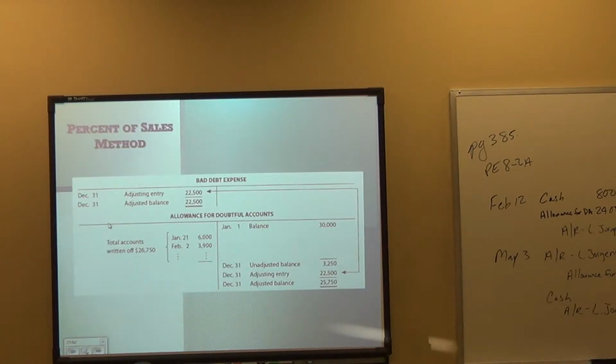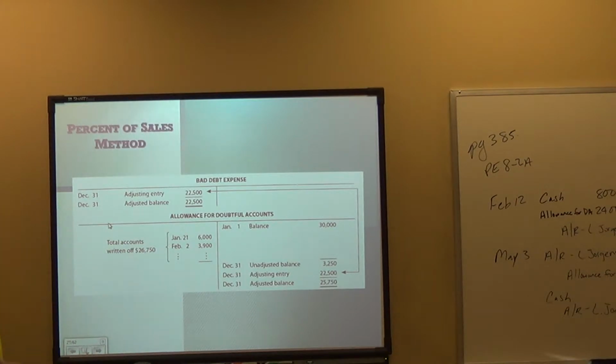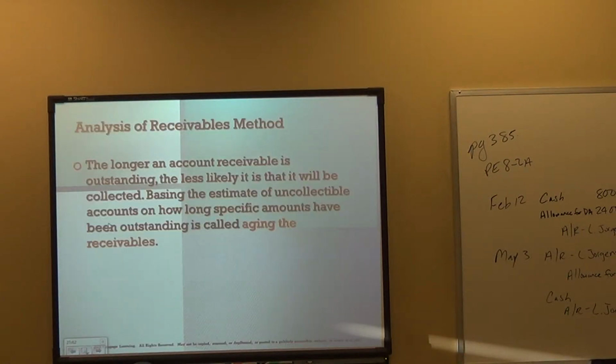Now let's look at, we'll finish this off real quick. These are adjusting entries that you would make. So we now add to that the allowance for doubtful accounts. So now we had a $30,000 balance at the beginning of the year. We now have a $25,750 balance. We noticed we didn't use as much as we anticipated, and after looking at our percentage of sales, this is what we should have.